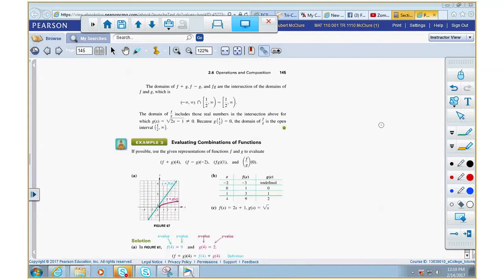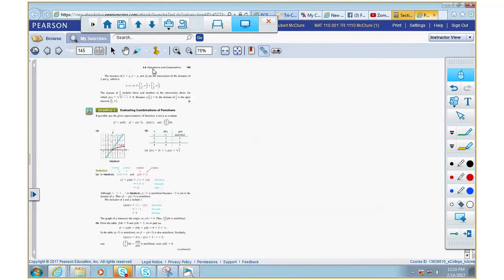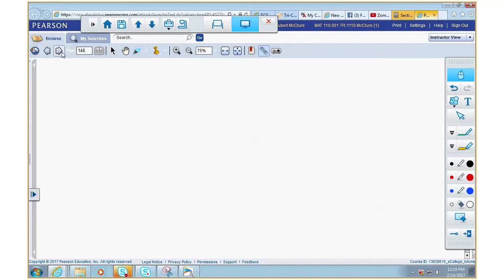Y'all not going to talk to me. All right, let me fix the blow up so y'all can see. Let's see. That's why I don't like to blow the screen up, because the next thing I show, I can't see. It's blown up. That's why I don't like to do that. All right, so. Oh, that's 2.6? Yeah, we covered all that.